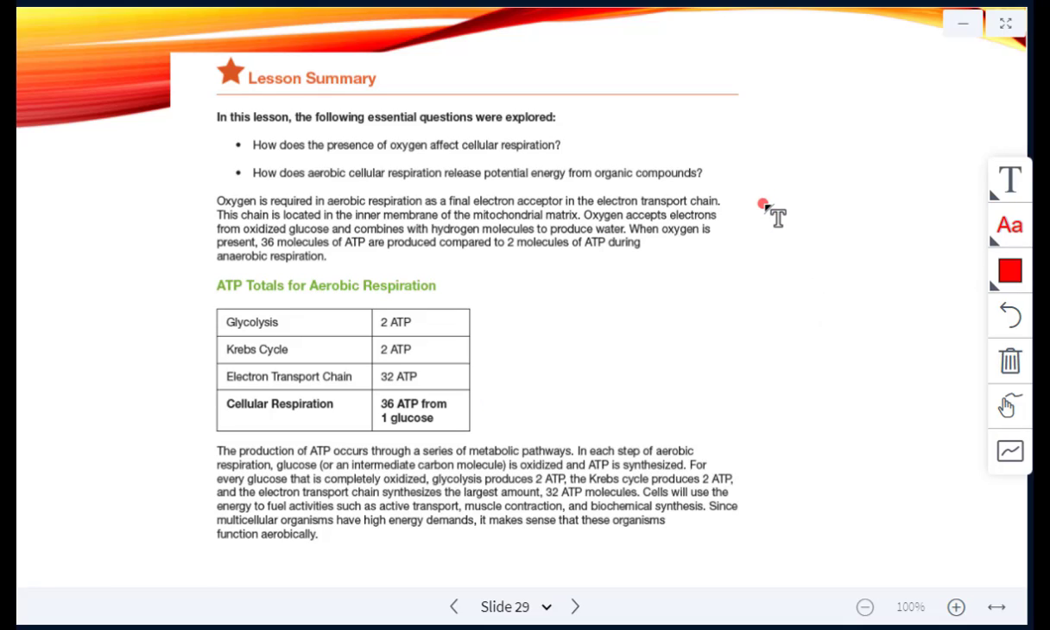All right, just again, oxygen is required in aerobic respiration. It's the final electron acceptor in the electron transport chain. That chain was located in the inner membrane of the mitochondria. Oxygen will accept electrons from the oxidized glucose, and then it combines with hydrogen to produce water. When oxygen is present, 36 molecules of ATP are produced, compared to only 2 molecules of ATP during anaerobic respiration.